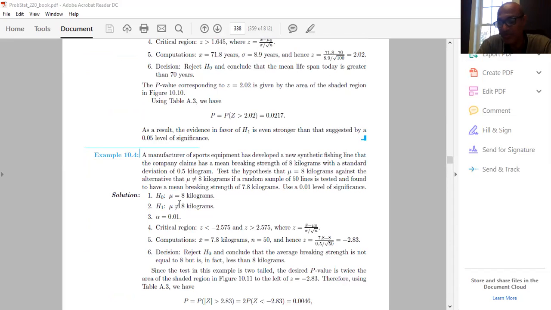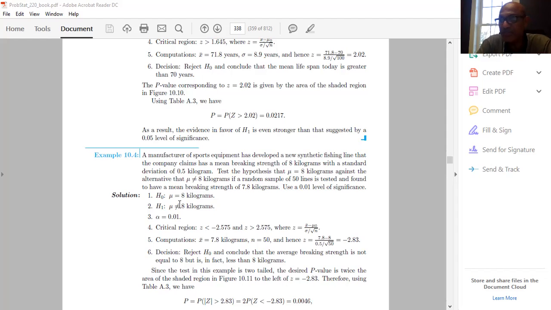In the examination, this will not be provided to us; you have to figure it out. Nu is not equal to 8 kilograms, if a random sample of 50 lines is tested and found to have a mean breaking strength of 7.8 kilograms. And you need to use a 0.01 level of significance over here.